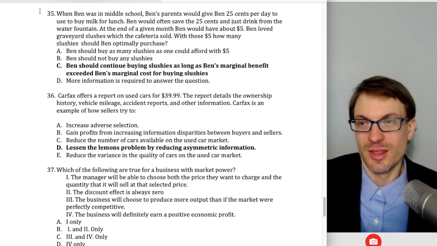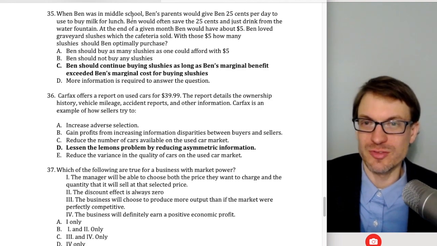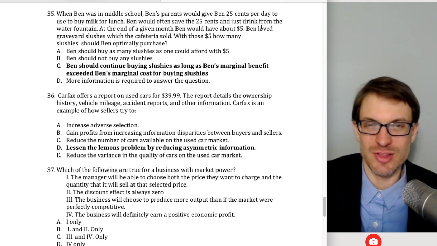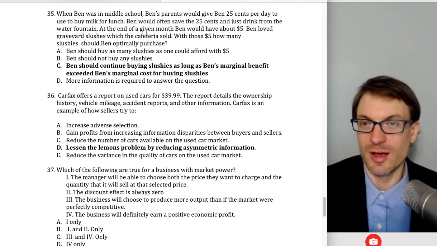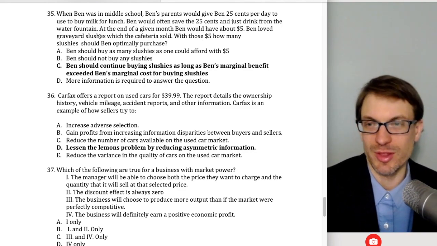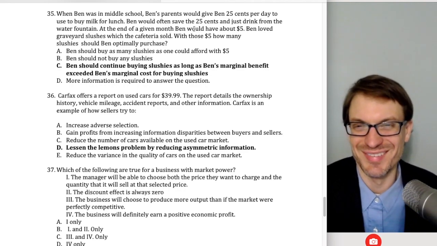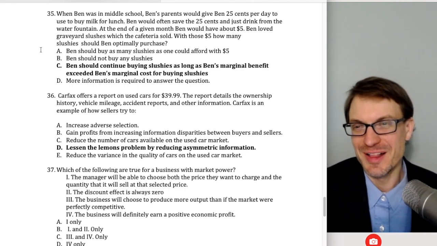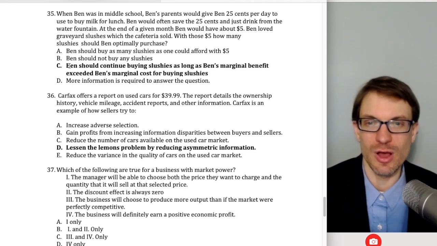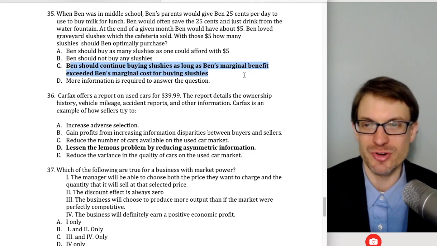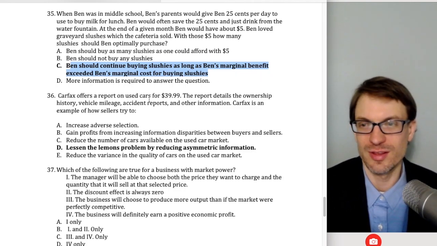So silly. All right. When I was in middle school, my parents would give me 25 cents a day to buy milk for lunch. I'd often save the 25 cents and just drink from the water fountain. I call it the bubbler because that's what we call it in Wisconsin. At the end of a given month, I'd have $5. I'd buy graveyard slushies, which the cafeteria sold. With $5, how many slushies should I optimally purchase? Oh, this is an application of the marginal principle, right? The rational rule for buyers: keep buying as long as the marginal benefit exceeds the marginal cost.